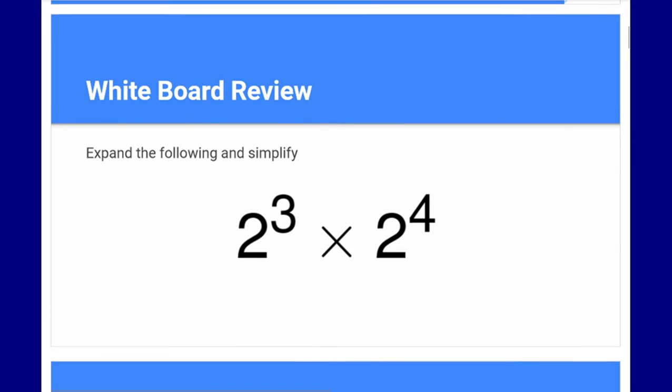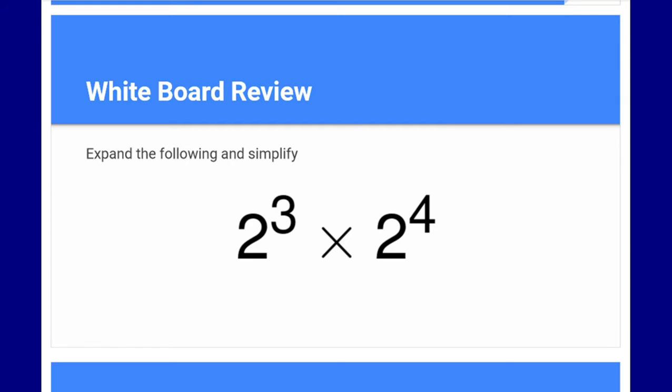So I'm just going to do a little review. In class, we're doing whiteboards for this. But if you're working on this on your own, you can just try to answer the questions. If we want to expand and simplify, expand means to multiply or really show what this actually means. And then simplify, we're just going to make everything a lot simpler, smaller.